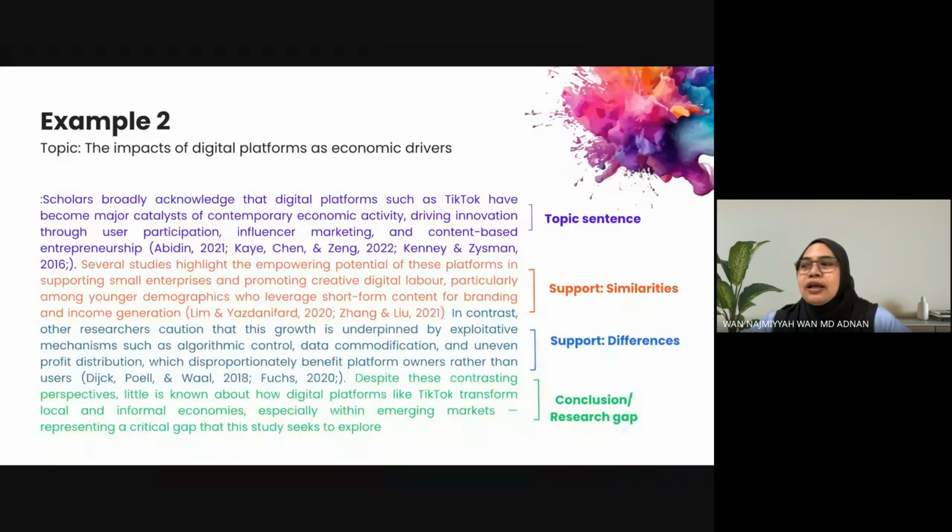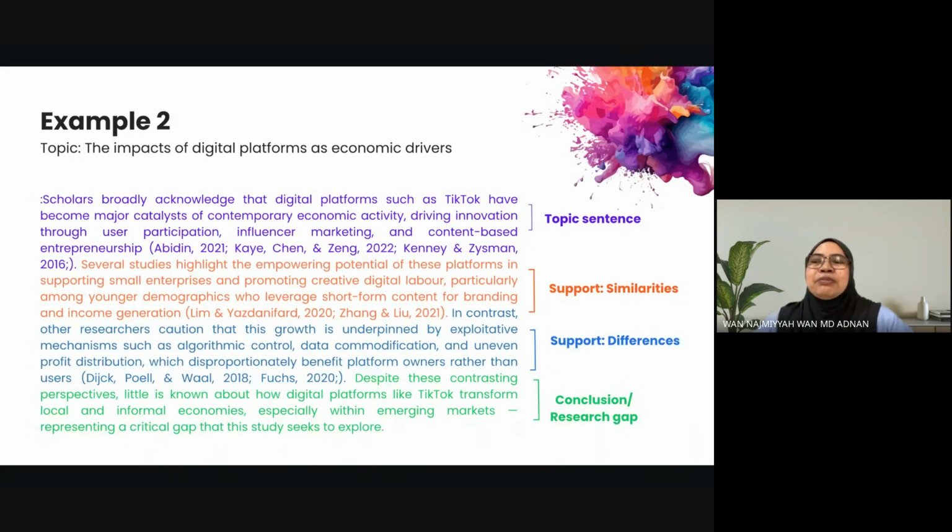Okay, for example, in this case, despite this contrasting perspective, little is known about how digital platforms like TikTok transform local and informal economies, especially within emerging markets, representing a critical gap. They mentioned the gap that this study seeks to explore. Okay, so this is what reviewers are usually looking for. They're usually looking for the gap mentioned in the literature, because usually when you mention literature, you tend to just state everything instead of synthesizing the information, grouping them into themes.